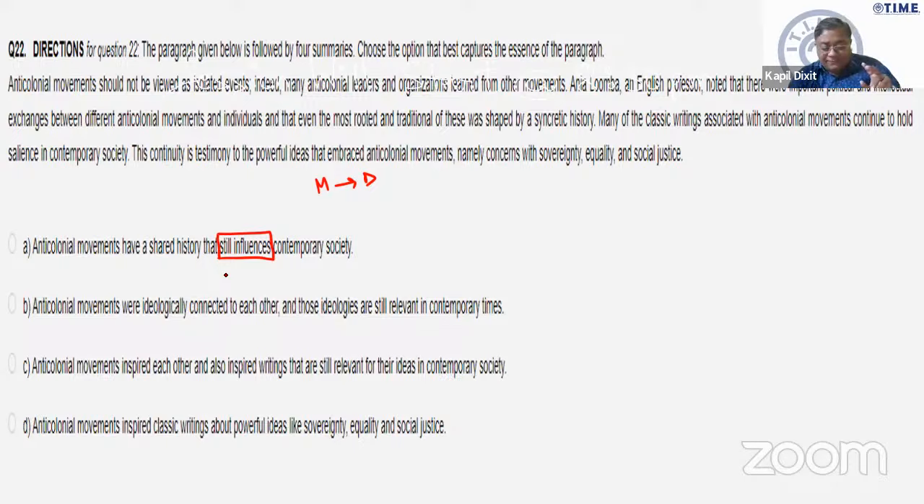देखो, इसमें 2 mistake है. It does not mention one important idea about anti-colonial movements having a shared history. So shared history was important. First, it is not mentioned. Second, it is not correct to say that shared history influences contemporary society. It is the classic writings inspired by anti-colonial movements that hold salience. Okay, so this becomes a wrong choice.